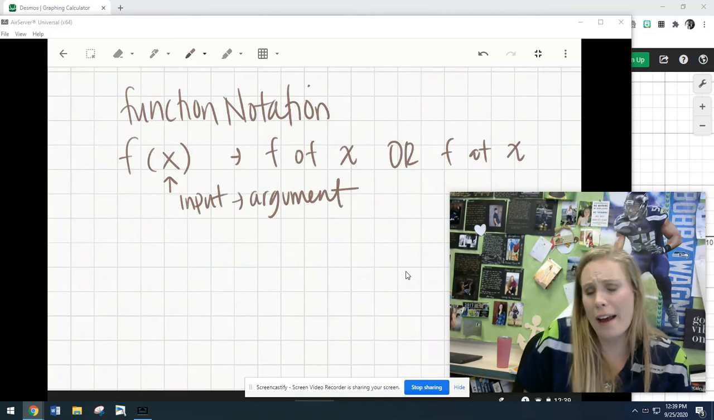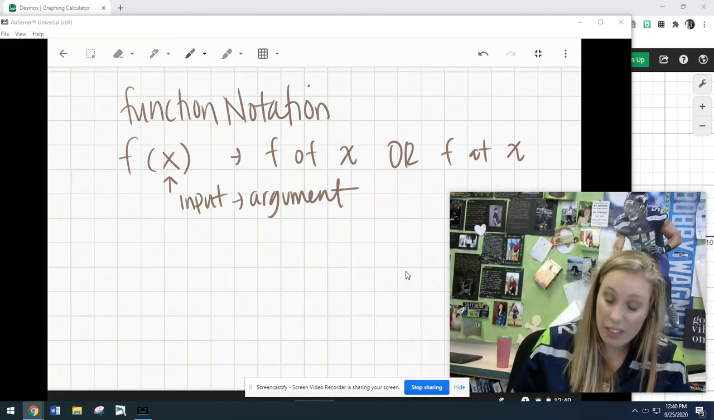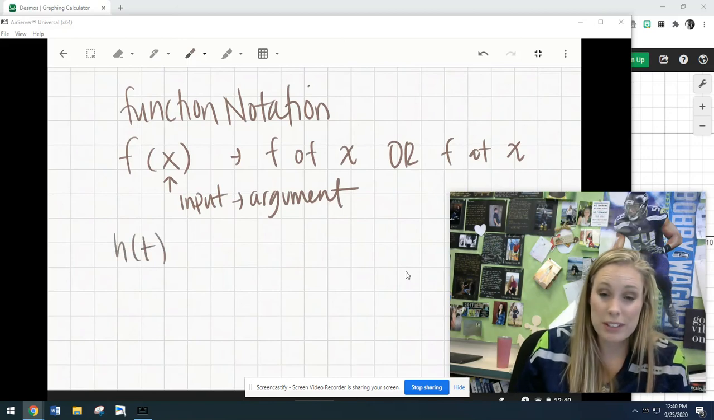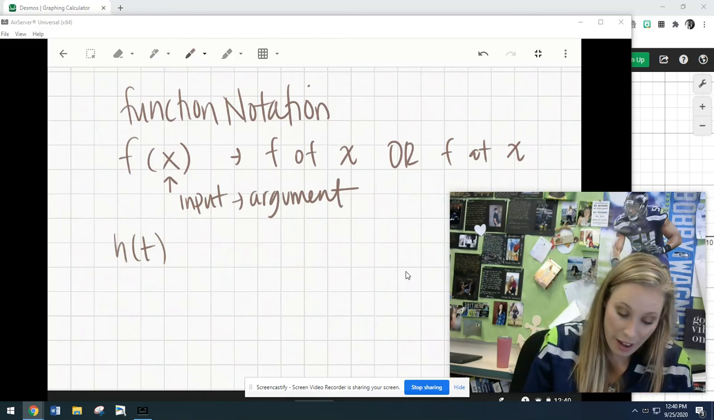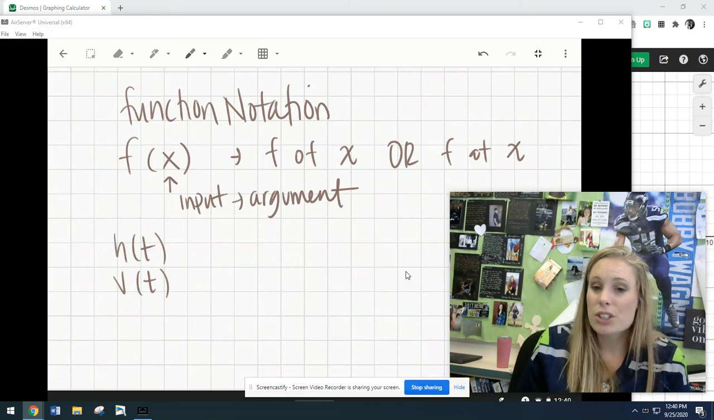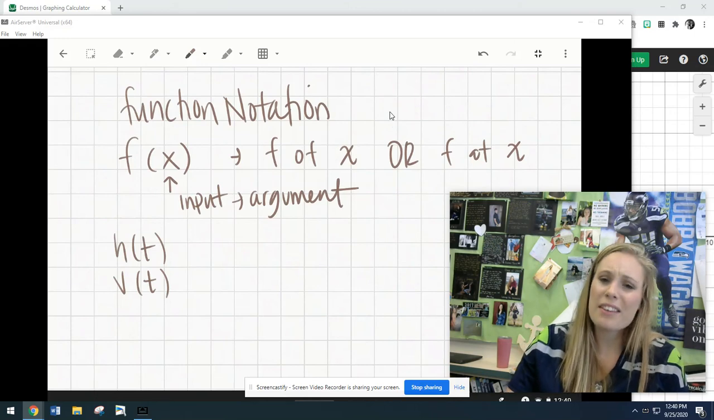Now, it doesn't always have to be f. F means function. But sometimes we're talking about specific things. Let's say we wanted to know the height of a function at a specific time. We could use h of t, telling us that our input is time, but our output is going to be the height. Or velocity at a given time, v of t. So it doesn't have to be f. It can be any letter that represents your function. In the next video, we're going to start talking about some specific functions.